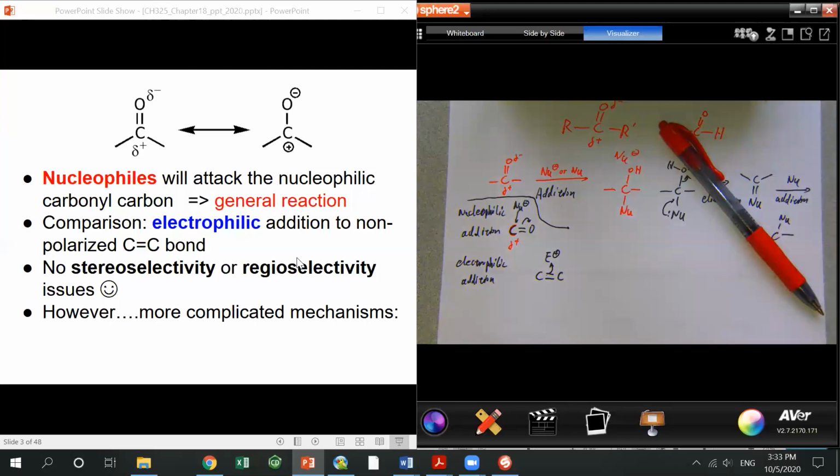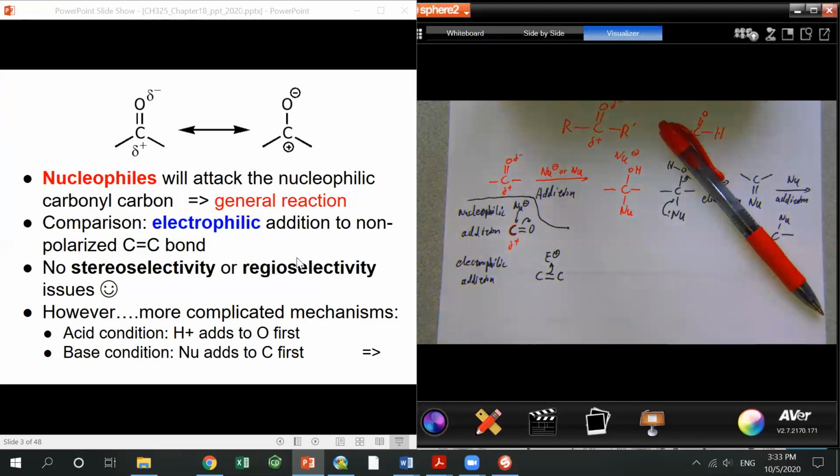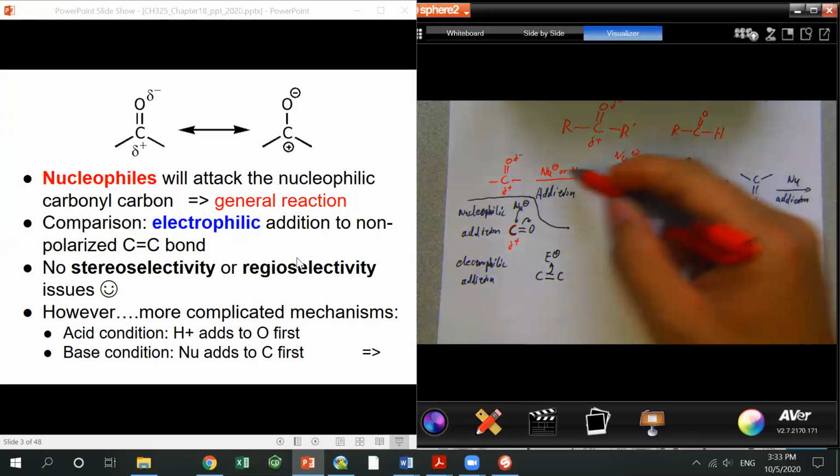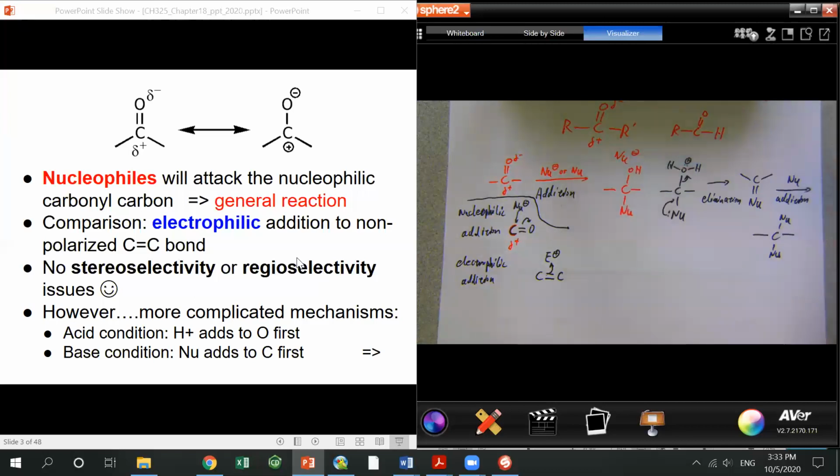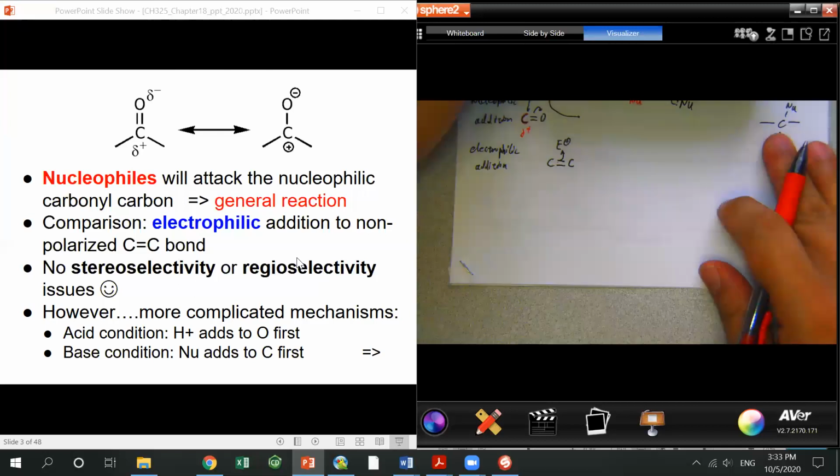in this chapter the mechanism will be more complicated. Like I said, some reactions push maybe three steps. So here is a little bit of an overview of the addition reactions.